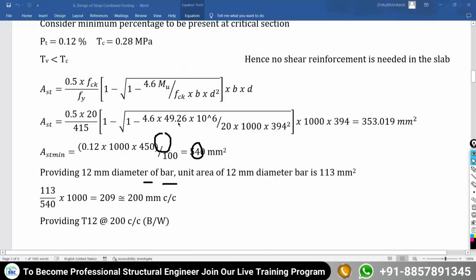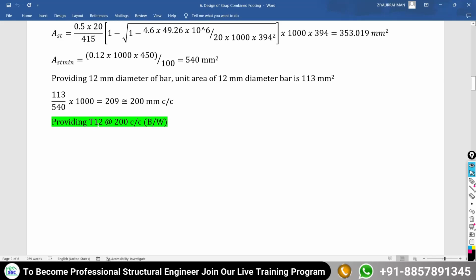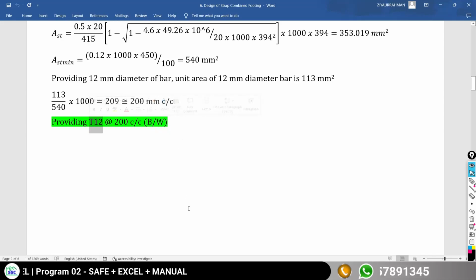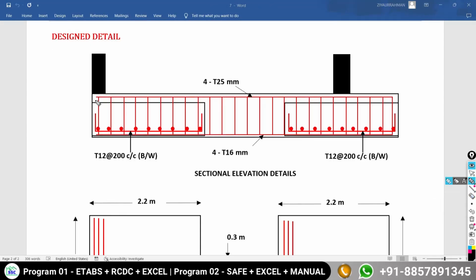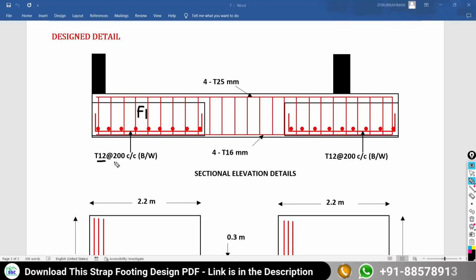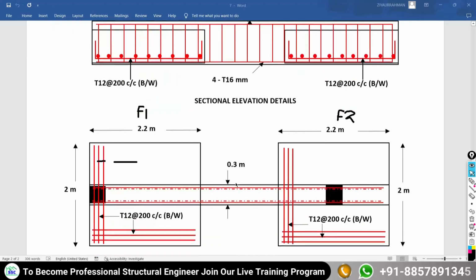For the foundation design, we have decided that we will provide 12 mm diameter bar with a spacing of 200 mm center to center in both directions for both of the foundations. In this sectional elevation detail, it is showing that for foundation 1, the reinforcement will be 12 mm diameter bar at a spacing of 200 mm center to center in both directions. Likewise for foundation 2, we have to provide the reinforcement as 12 mm diameter bar at a spacing of 200 mm center to center in both directions.